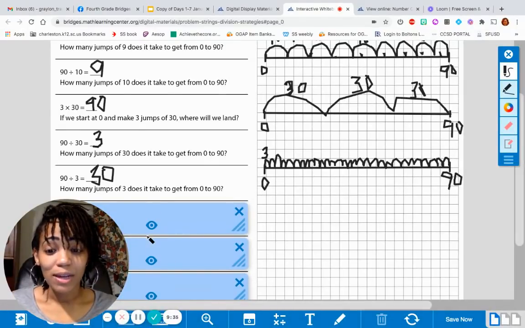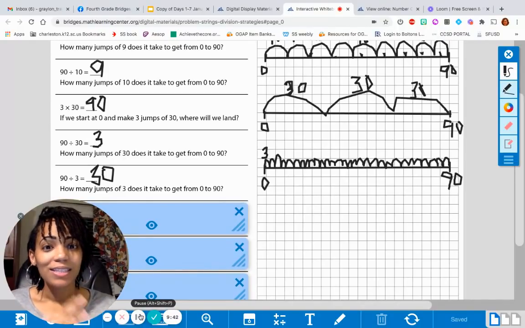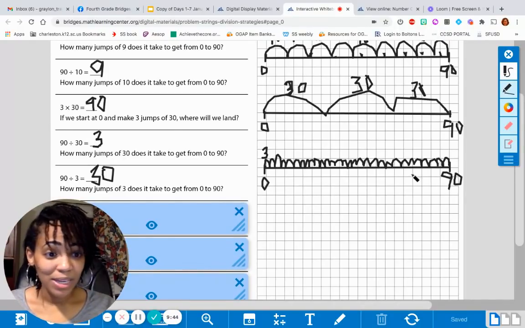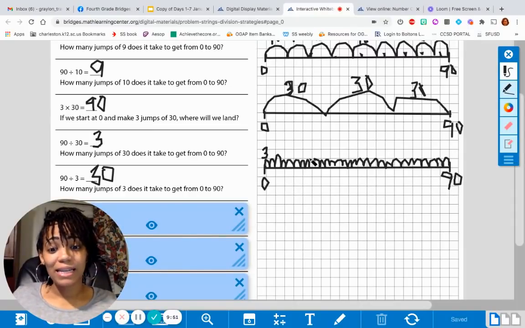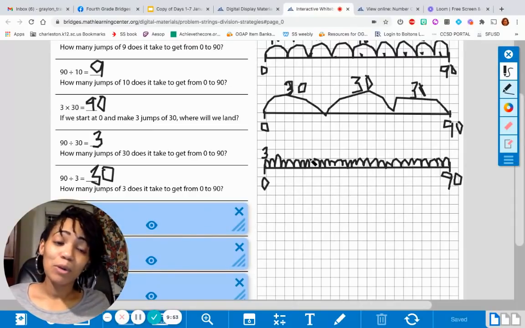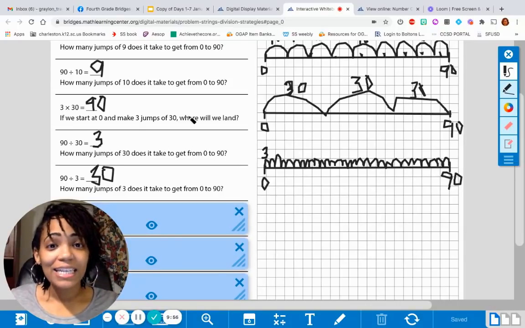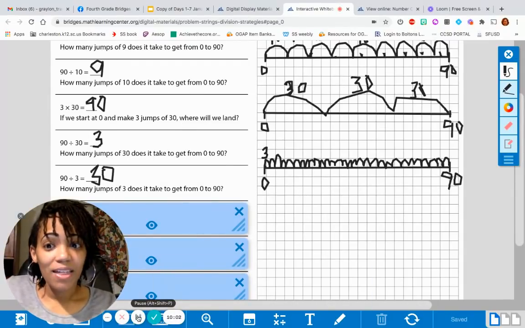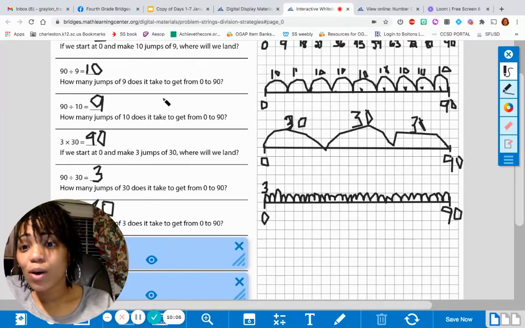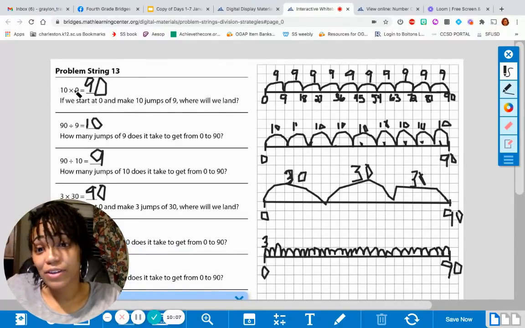What else changed? What else did we talk about? Right. The size of the jumps changed, but the distance remained the same. What else changed? The number of jumps that we had to make. So what's the big idea here? Big idea is that multiplication and division are inverse relationships. Say it with me. Inverse relationships.